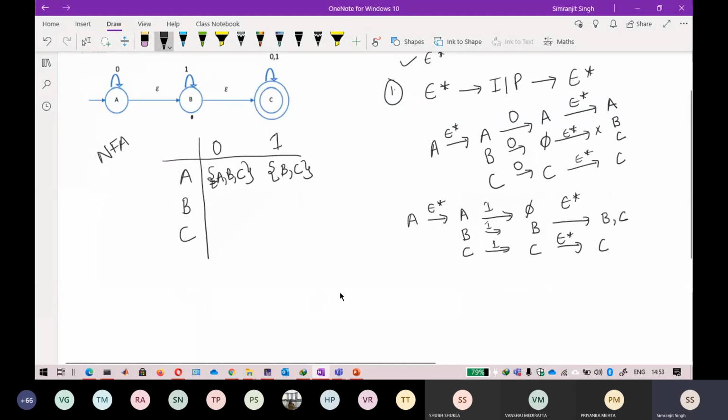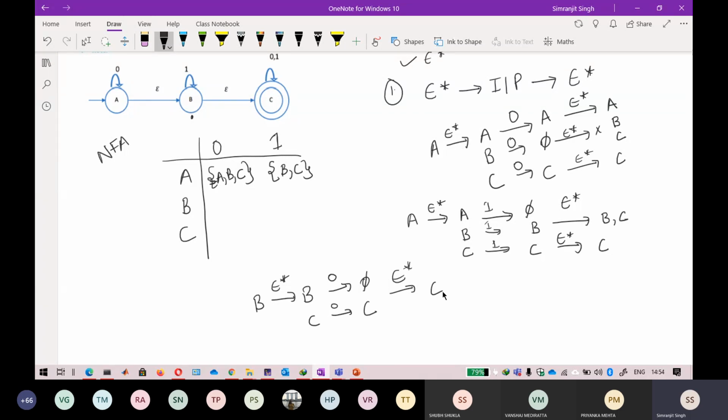Okay, so if I again go for the B here, first you have to take a closure. Closure of B is B itself and C. On getting an input of 0, now we are talking about 0, B on getting an input of 0 is going nowhere, so this is a dead configuration. C on getting an input of 0 is staying at C. After that, take a closure. Closure of this dead state is nothing. Closure of C is C itself. After that, no epsilon is inputted here. So here the state is your C state.